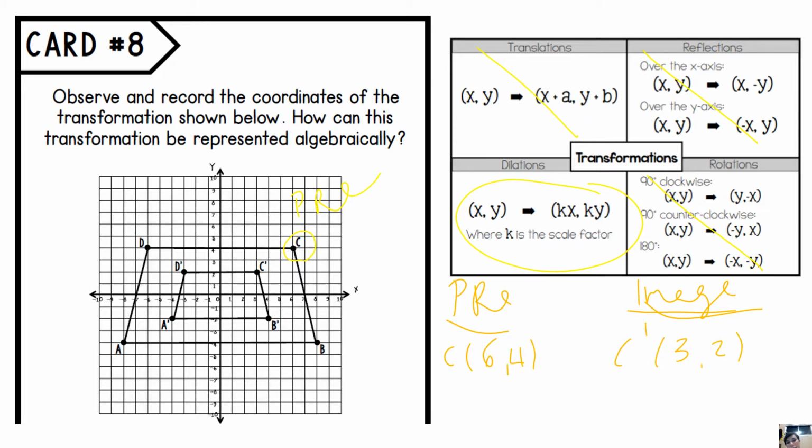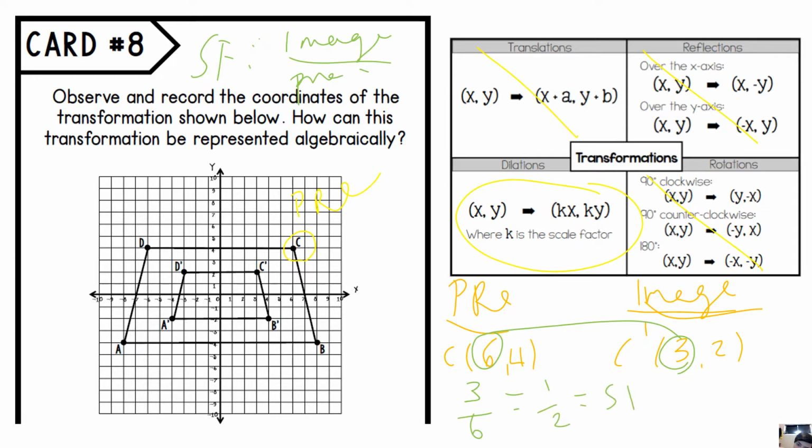So now we got to see what the heck happened to it. Well, we know it's a reduction, so if we get a whole number, we know we've done it wrong. I'm going to choose one of the points. Let's just choose X, might as well, and go 3 divided by 6. If you don't remember, to find the scale factor, you pick a coordinate of the image and divide it by the same coordinate of the pre-image. So we're going to do 3 divided by 6, and we get 1/2 is the scale factor.